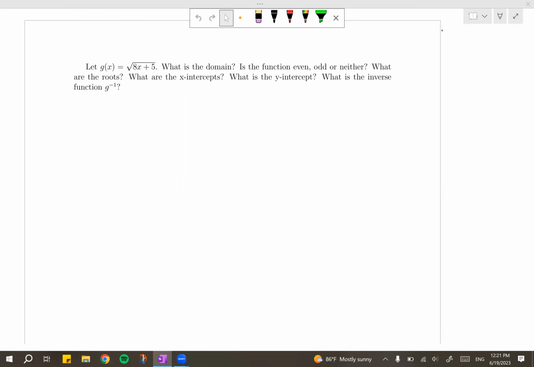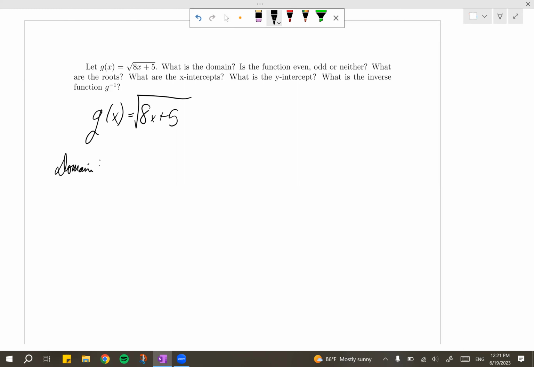Hey, so we have this problem, and given our function g of x equals 8 square root of 8x plus 5, we need to start by finding the domain. Alrighty, domain.